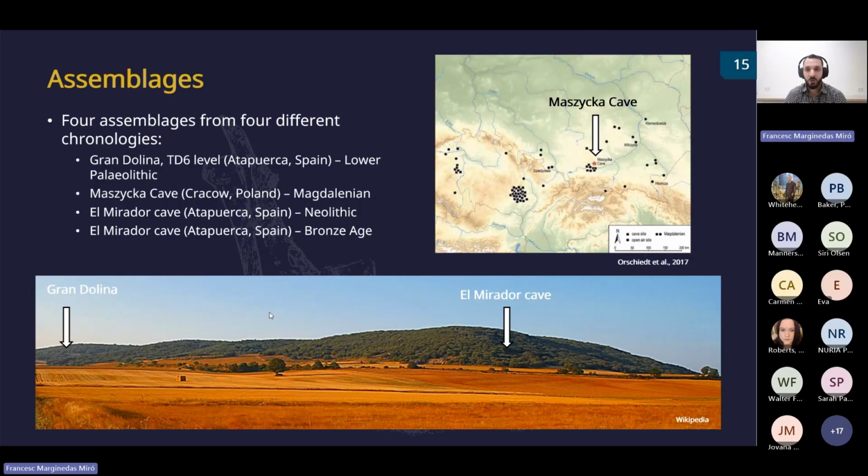As I said before, I'm going to talk about three sites with 4 different human assemblages, and notice that 3 of them are located in the Atapuerca mountain range in northern Spain. And the other one is in Poland, in Maszycka Cave.